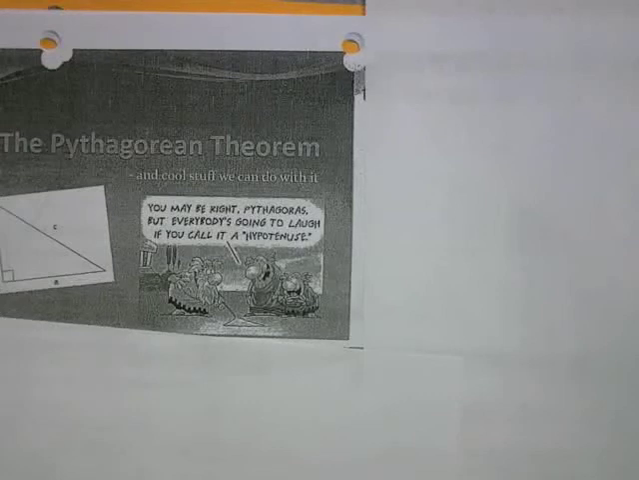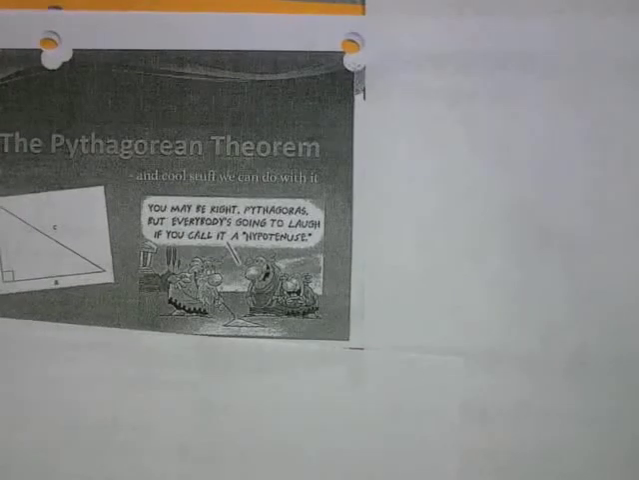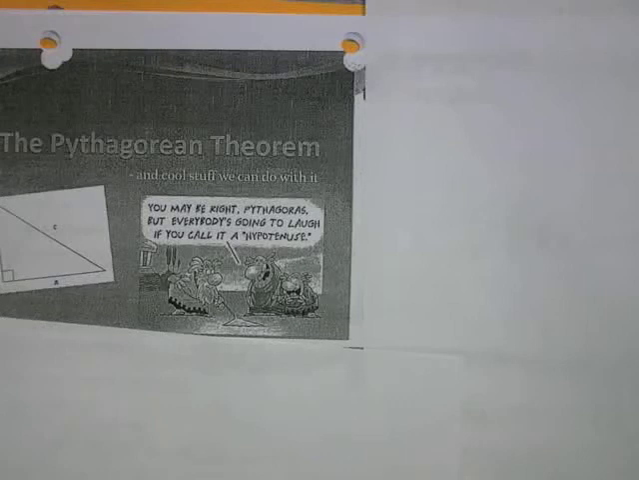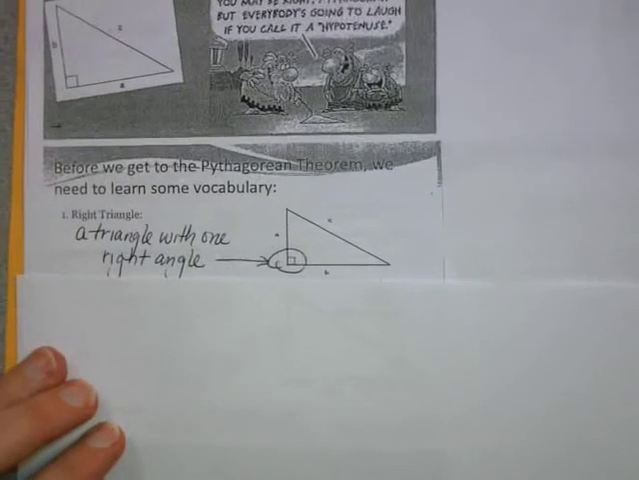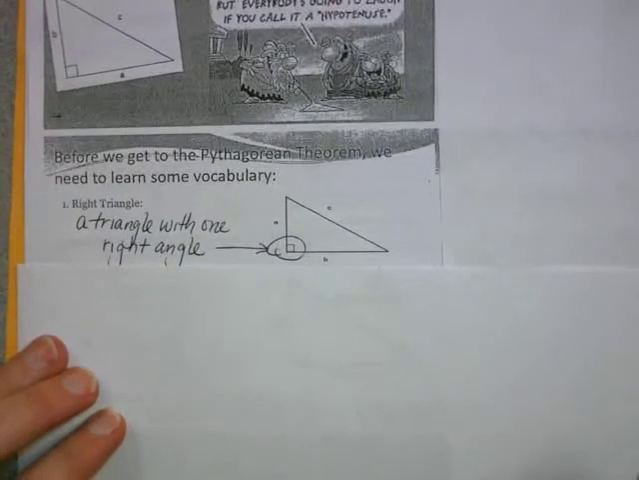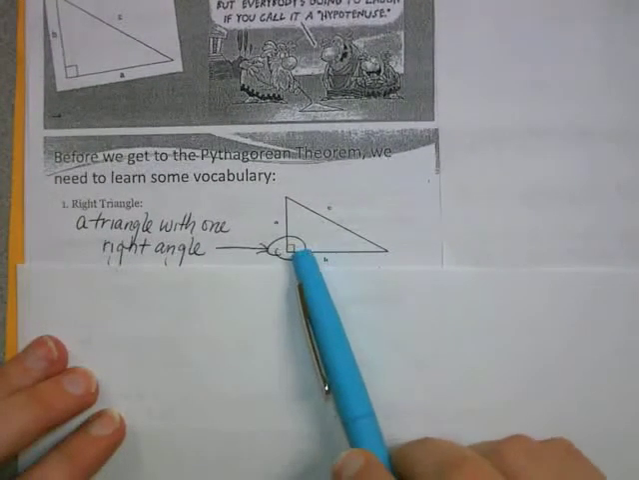Okay, so we're going to start out talking about the Pythagorean theorem, practice saying that, Pythagorean, with a little bit of vocab just to make sure that you remember all your vocab terms. So a right triangle, first of all, is a triangle with one right angle, and I've circled that right angle there for you. That little box in the corner, remember, that means 90 degrees.